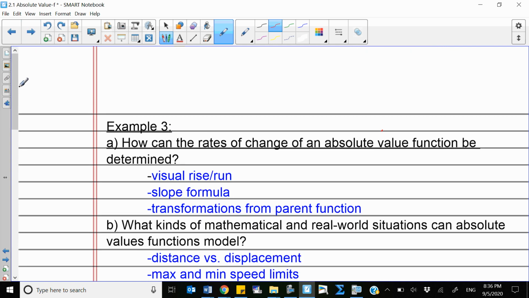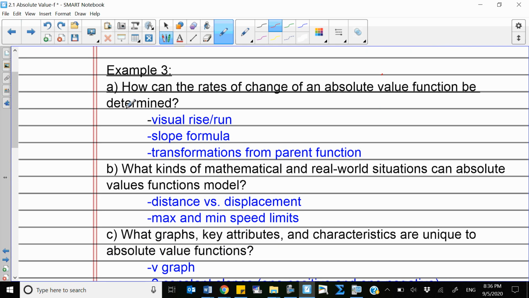Now let's go to the next page. Over here, we have some questions that we want to answer. How can the rates of change of an absolute value function be determined? One of the ways that we can determine the rate of change is just visually see what is the rise over run. Let's say, for example, here I have this absolute value function. I just consider 2 points, like from this point to this point. What is the rise over run? And that will help me to find the rate of change.